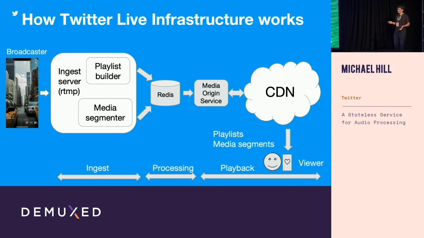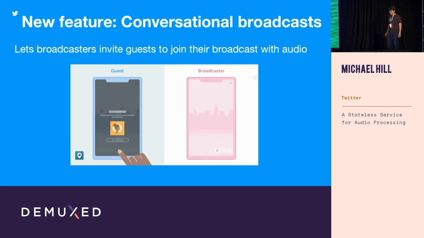We have another service called Media Origin Service that sits between the rest of the infrastructure and the CDN. And then viewers can pull playlists and media segments that are generated for them, and they will be able to play back in HLS or LHLS. So we have an ingest segment, we have a processing segment, and we have a playback segment, and we have happy viewers, hopefully, and hopefully a lot of them. So that's what we have right now, for a broadcaster using our infrastructure.